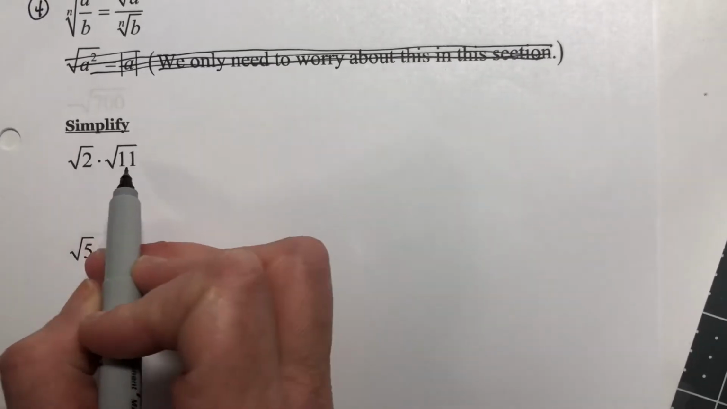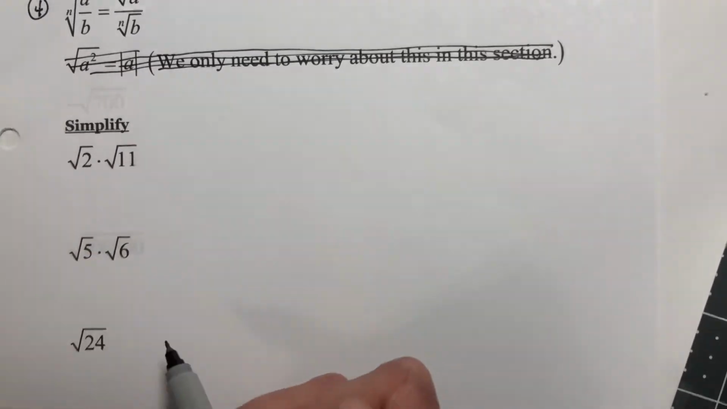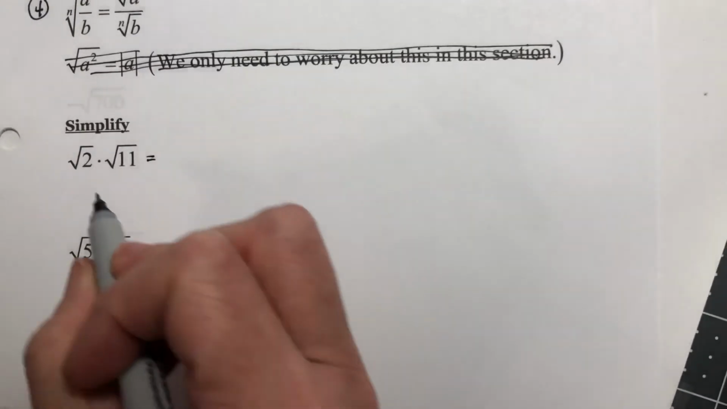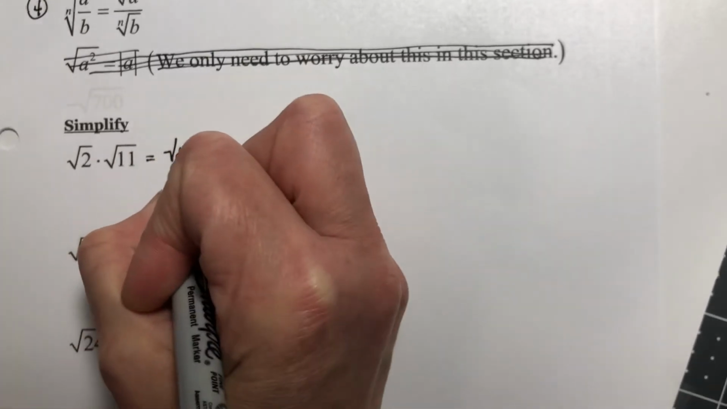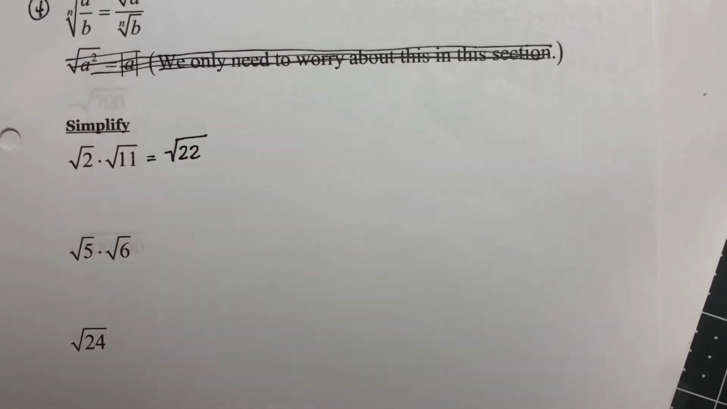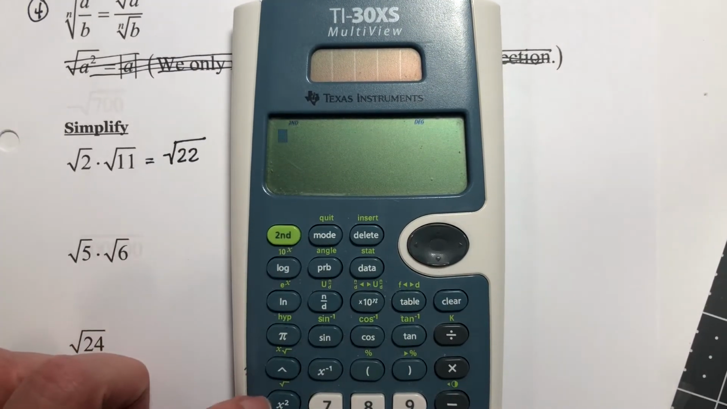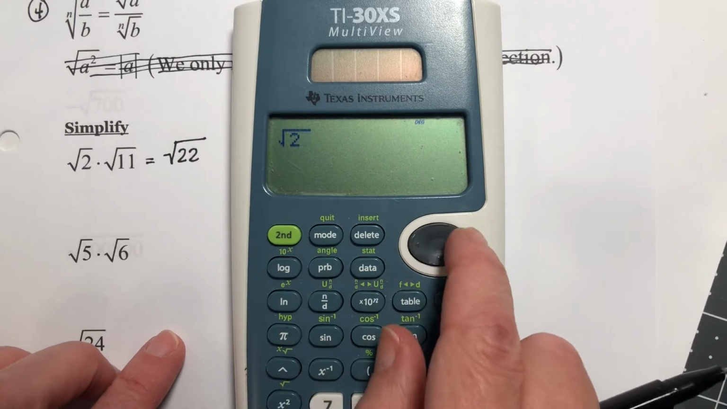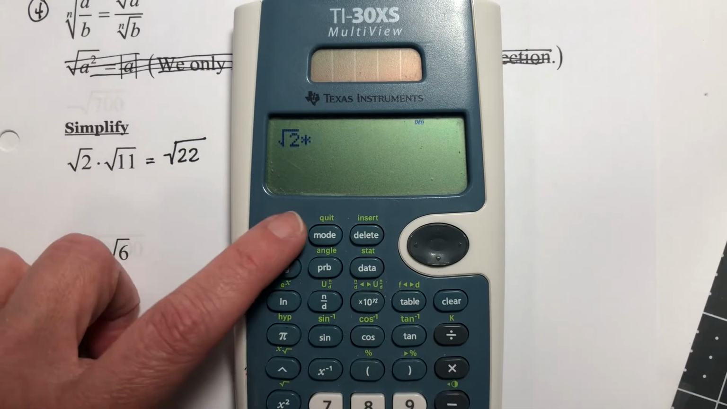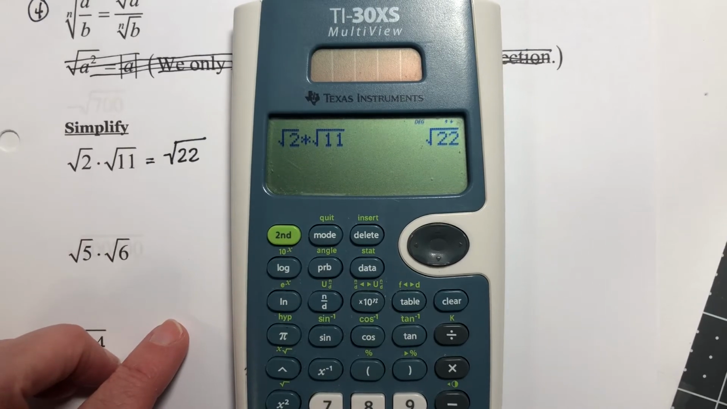Starting off here, the square root of 2 times the square root of 11. They're both square roots. And our first property says we can multiply underneath the radicals. And we get the square root of 22. Now, even after we learn more about simplifying radicals, the square root of 22 will not simplify any further. So that is our answer here. Your calculators can do some of this work. Okay? So if I have the square root of 2, make sure you get out from underneath that radical, times the square root of 11, and hit enter, you do get the square root of 22.